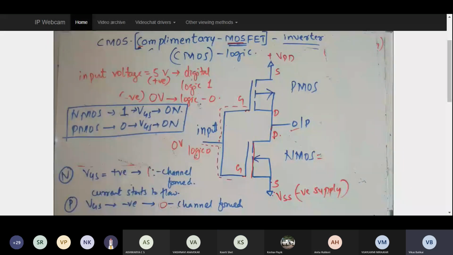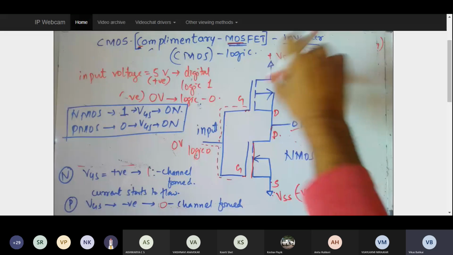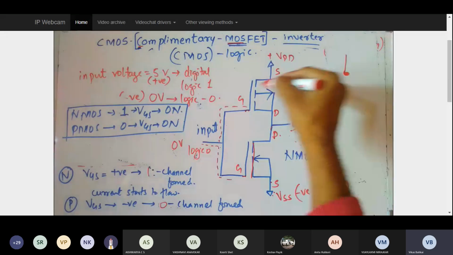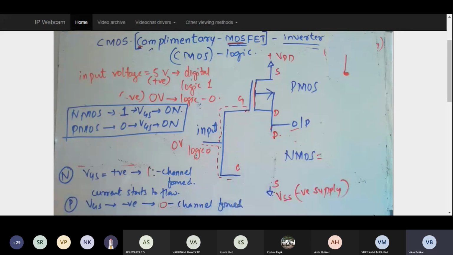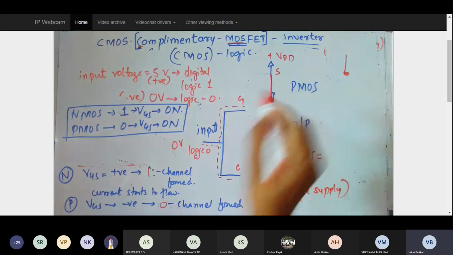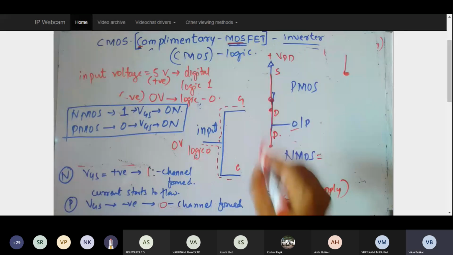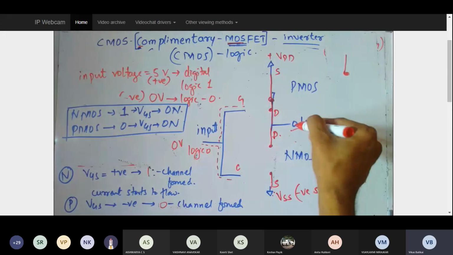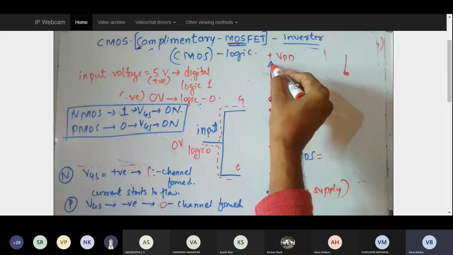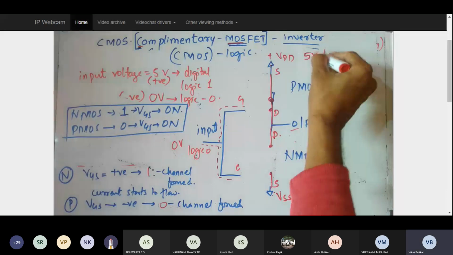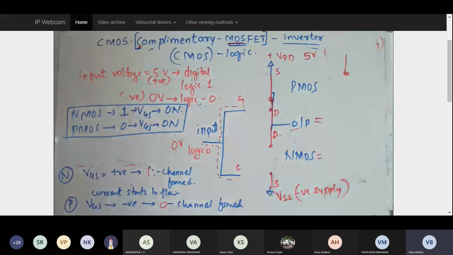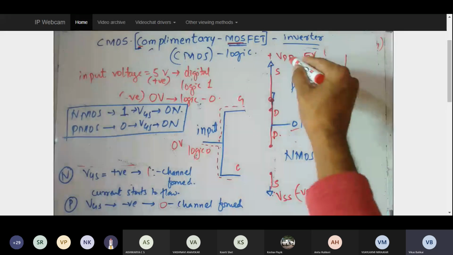So PMOS turns on, which means there is a channel formation over here and there is no channel formation over here. So this will be in an off state. And because a channel has been formed over here, this is going to behave as an on switch. Now tell me what will be the output. The output is straight away connected to VDD, which is my power supply, and the power supply will always have a voltage of more than 5 volts or 6 volts or 8 volts or 10 volts. So whatever is there, I am getting that output.